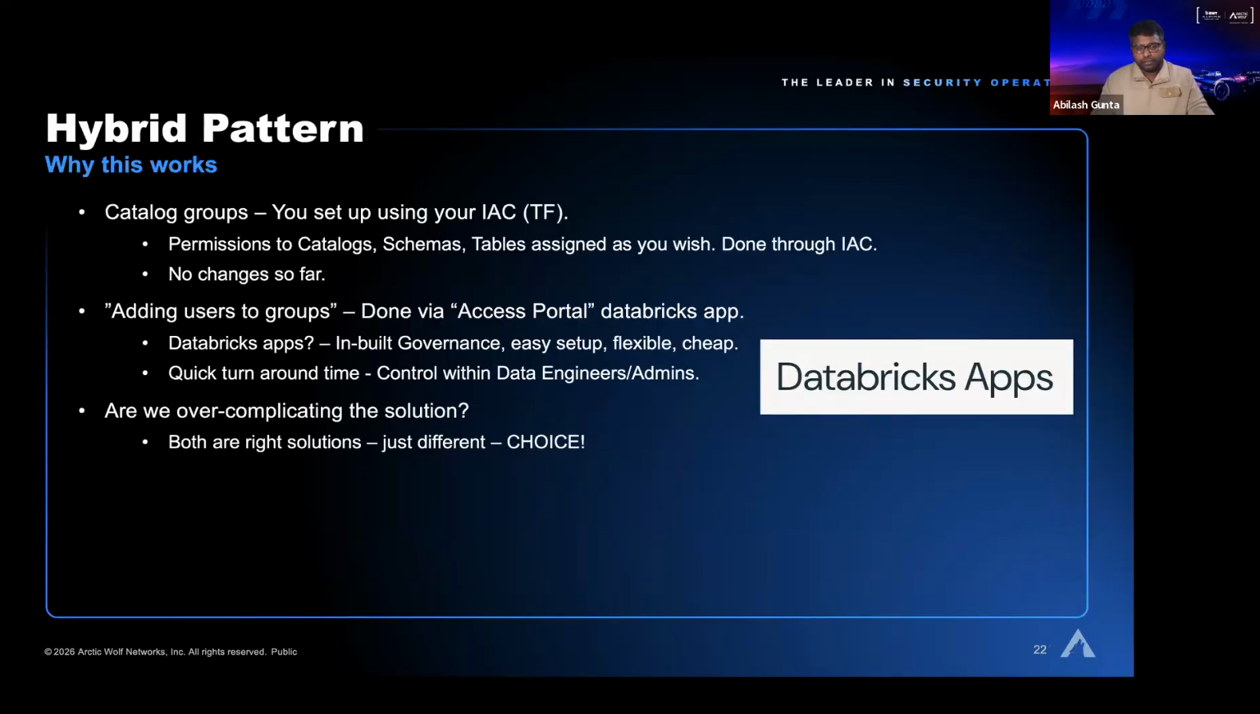Just to review what we've just done. We have still set up the catalog groups using your IAC, Terraform, whatnot. You still manage the permissions for those groups to the catalogs and the assets using Unity Catalog, again done through IAC. Most likely, no changes so far. But the adding of users to groups is done via the Access Portal. And why Databricks apps, I just explained: the main reason is it has inbuilt governance, but it's also very easy to set up and flexible.